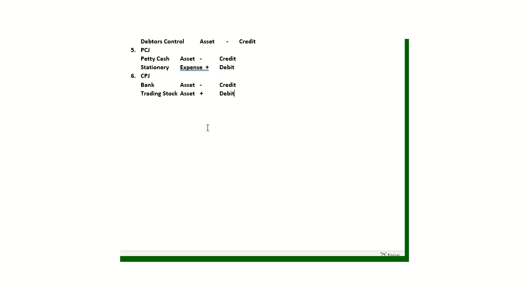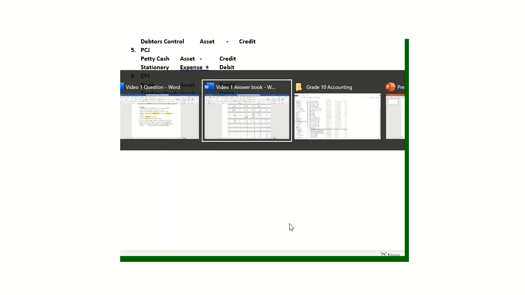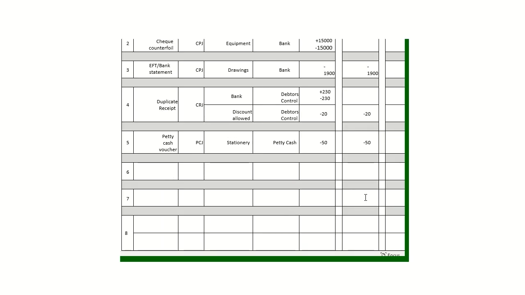Good, now we can go to the analysis. We paid for it by check. Keep the check counterfoil. It's a CPJ because we paid some money.